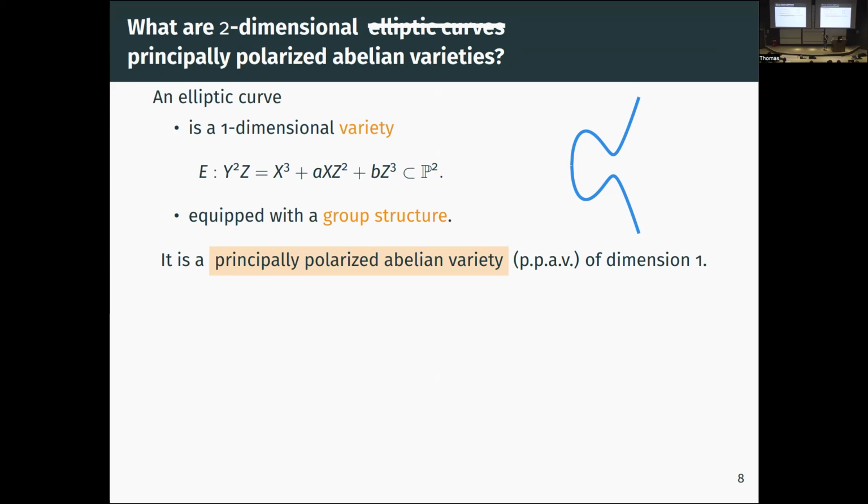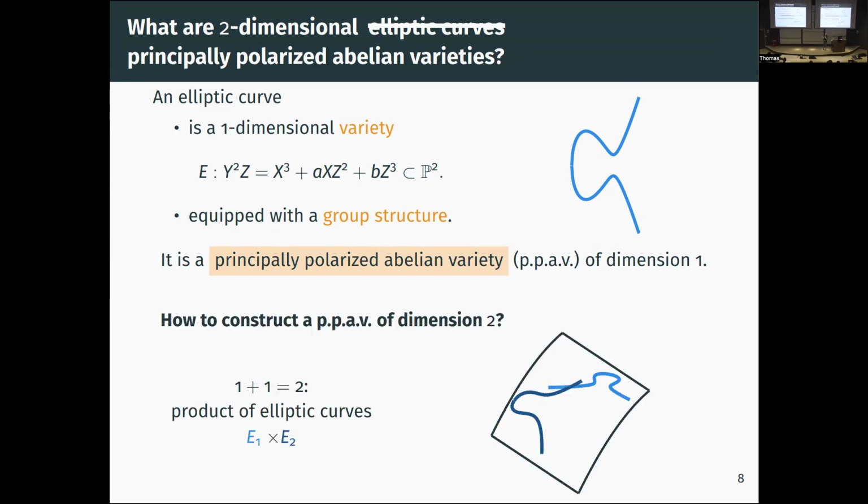Okay, so now we want to somehow construct an analog in dimension 2. And the easiest way to do this is obtained by the observation that 1 plus 1 is 2. And what we do is we just take a product of two elliptic curves. It's similar to Euclidean geometry. If you have two lines, you take a product of them, you get a plane, which is something of dimension 2. And in the same way, we can just take a product of two elliptic curves. This also preserves the group structure that we have on it, and we get something of dimension 2. However, this is not the standard or the most generic object that we have in dimension 2.